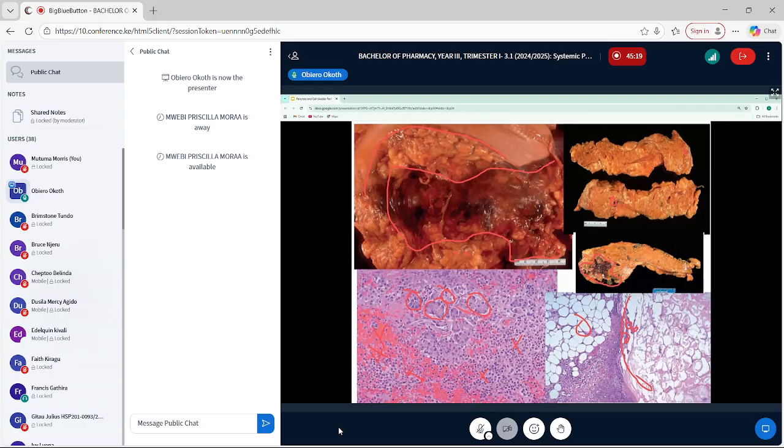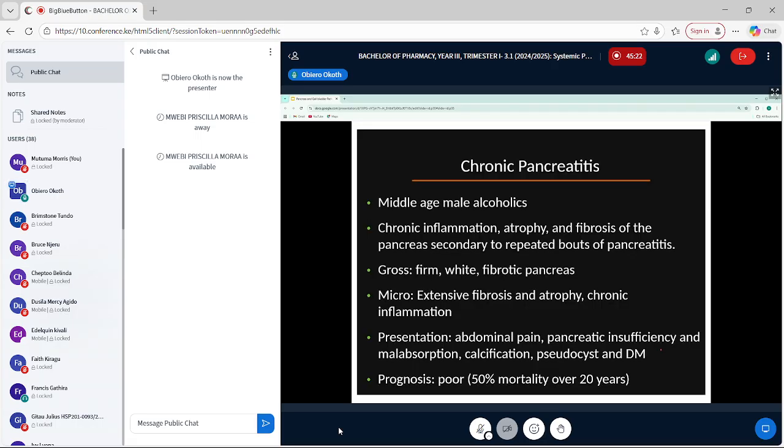Now the chronic pancreatitis is a bit different. Again you can see the cause is still alcohol. But what you see here is not the acute inflammation. Here you see mainly the chronic inflammation. You don't see the necrosis. You see a pancreas that is firm, that is white, and that's fibrotic. In the microscopy, you see extensive fibrosis, you see atrophy of the acini, you have chronic inflammation.